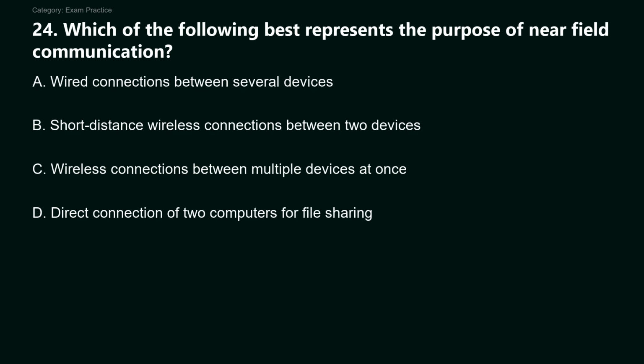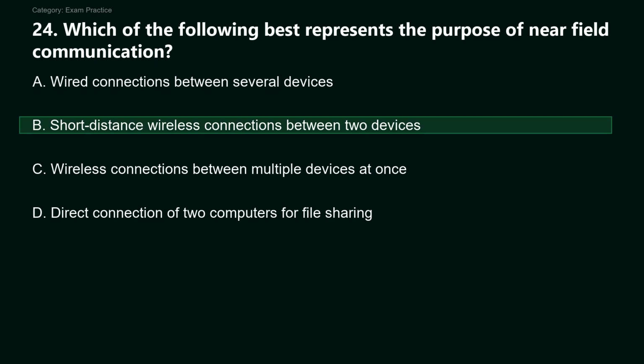Question 24. Which of the following best represents the purpose of near-field communication? Option A, wired connections between several devices. Option B, short-distance wireless connections between two devices. Option C, wireless connections between multiple devices at once. Option D, direct connection of two computers for file sharing. The correct answer is option B, short-distance wireless connections between two devices.